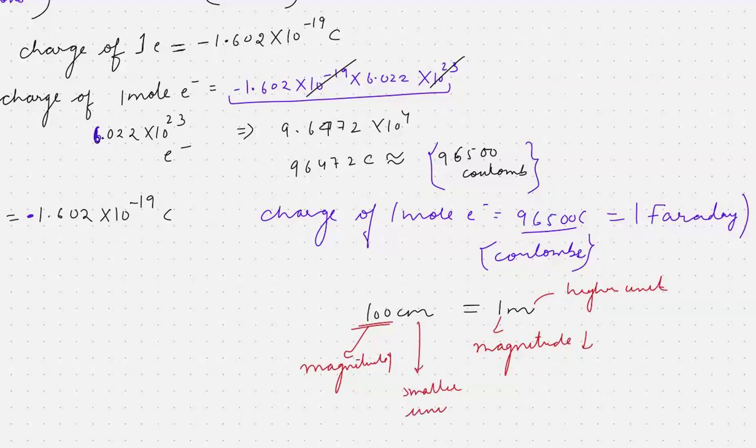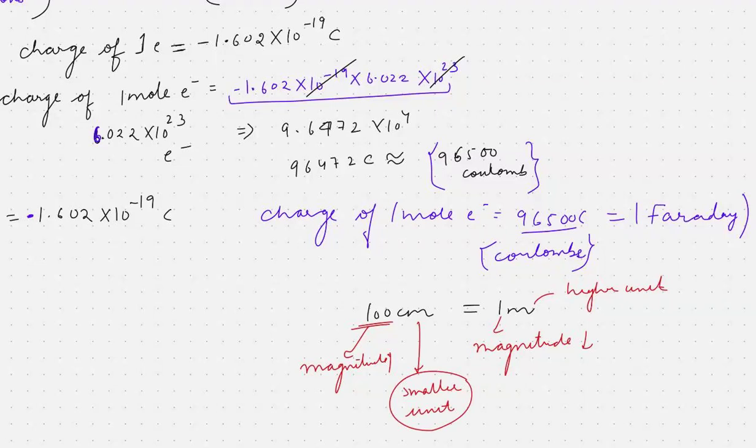Got the point? It's very simple. Let's say I want to give you 100 rupees. If I have a 100 rupee note, one note is enough. But if I have 10 rupee notes, then I'll have to give you 10 notes. You understand?